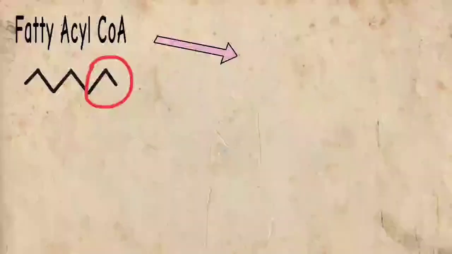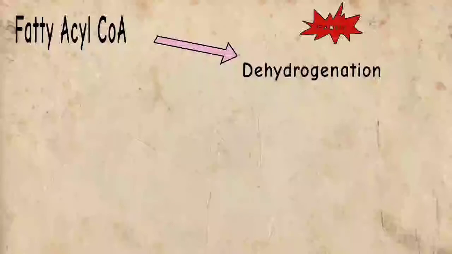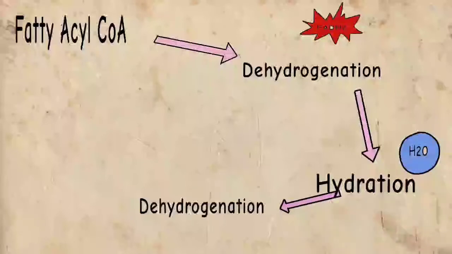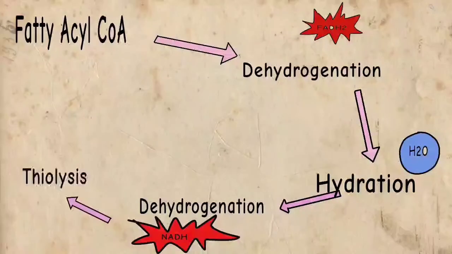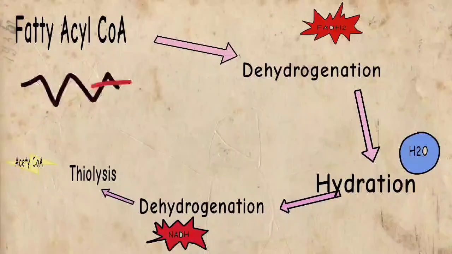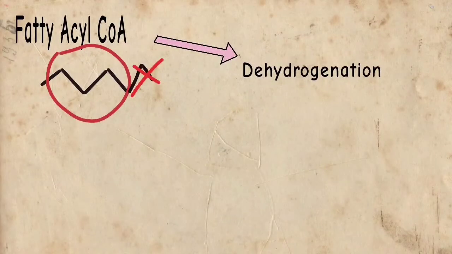The first step is called dehydrogenation, in which fatty acyl-CoA produces 1 FADH2, followed by hydration with water as a product. The third step is also dehydrogenation, but it produces 1 NADH. Lastly, the fourth step is called thiolysis. 1 acetyl-CoA is produced, and in this first cycle, 2 carbon groups are used. What we have left now is a 4-carbon fatty acyl-CoA.